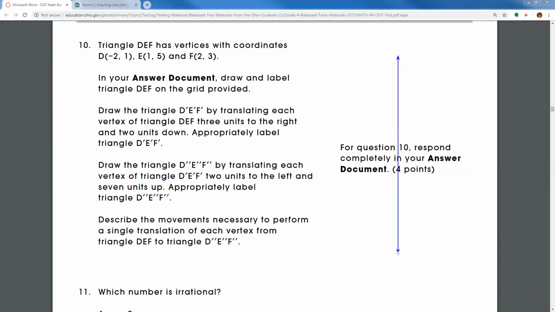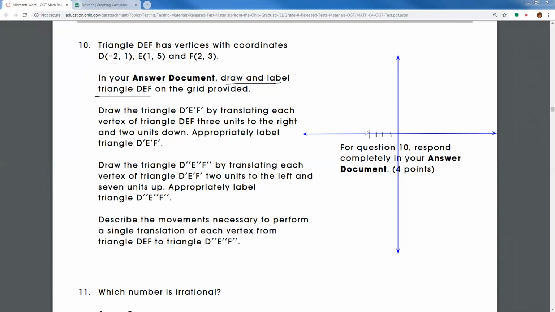Okay. I'll draw in a grid. So on a question like this, it can seem overwhelming. Instead of reading the whole question, most of the time I say read the whole thing. I'm going to take it one at a time, and I'm going to start with the draw and label triangle DEF. I'm going to ignore every other set of instructions and just do the first one.